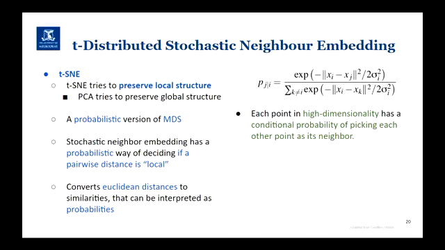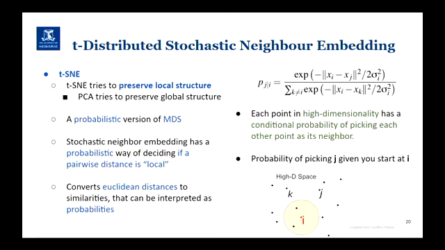basically by modeling the conditional probability of j being local to i as a Gaussian. Each point in high dimensionality has a conditional probability of picking another as a neighbor. So this is a completely stochastic method. Therefore, if you run it different times, you end up with different results. And this is basically the probability of picking j as your neighbor given you started with i.